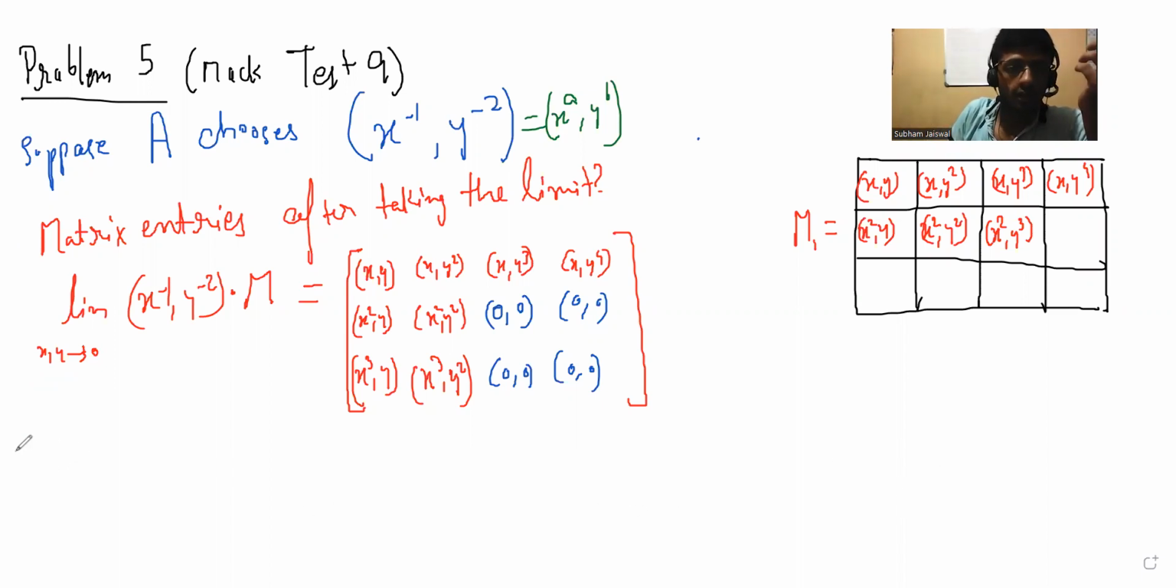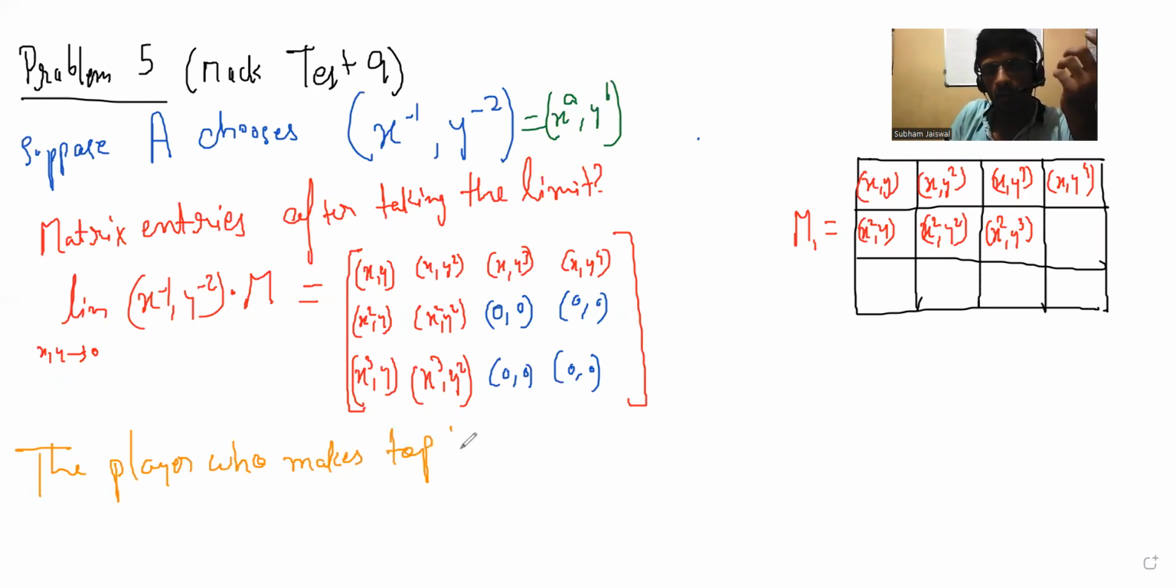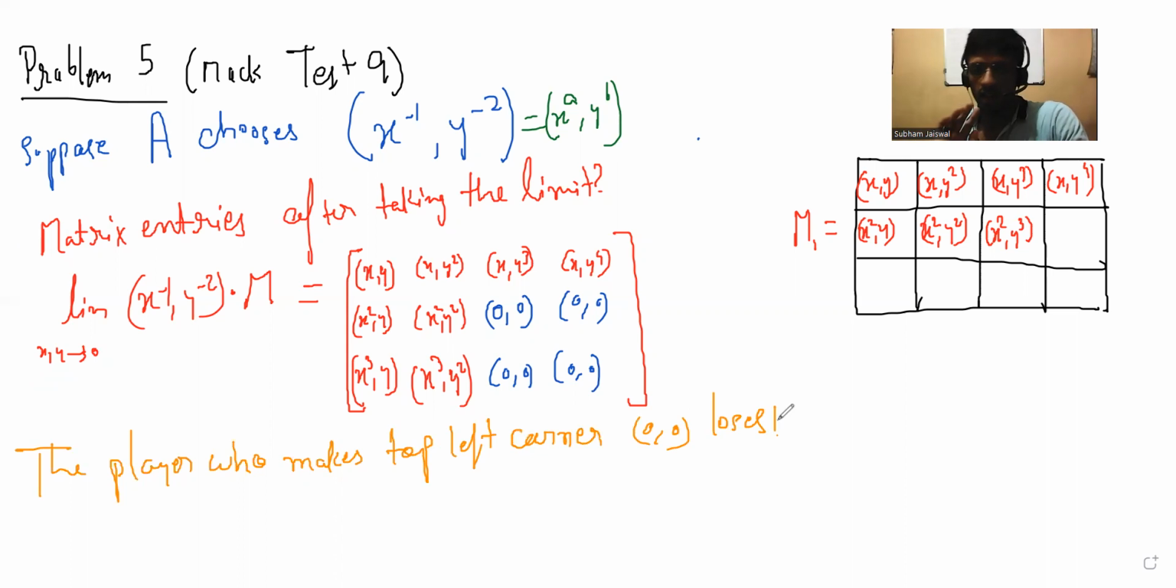The player who makes the top left corner 0, 0 loses. And so, at each step, everybody has to make some new entry 0. Okay, yeah, and I've written that. Otherwise, it doesn't really make sense.